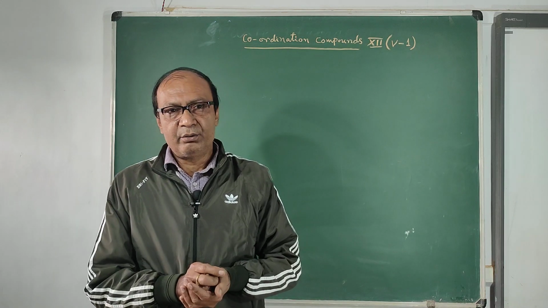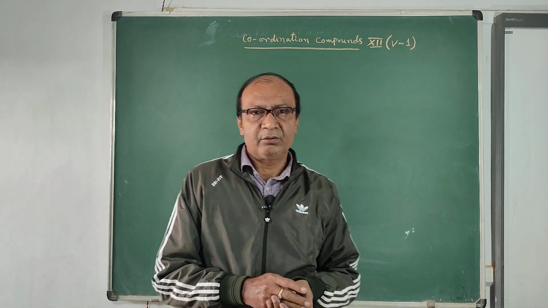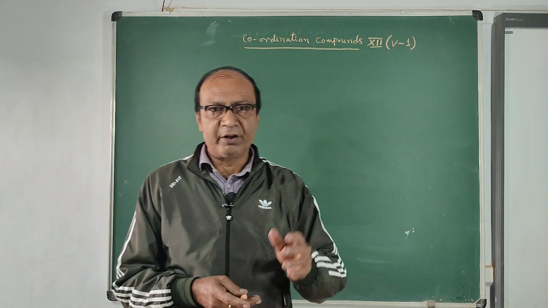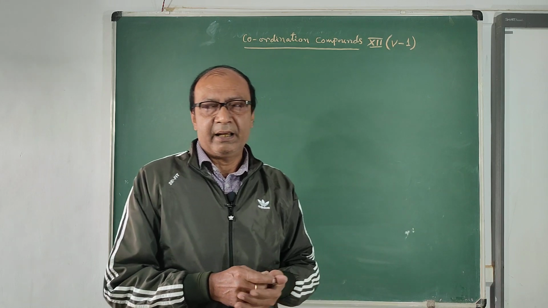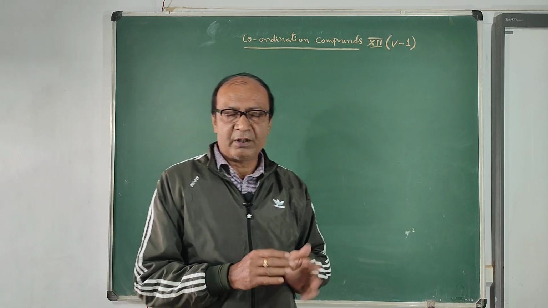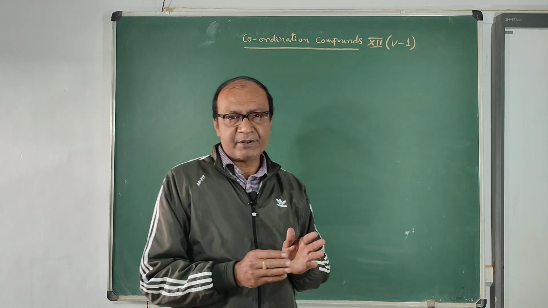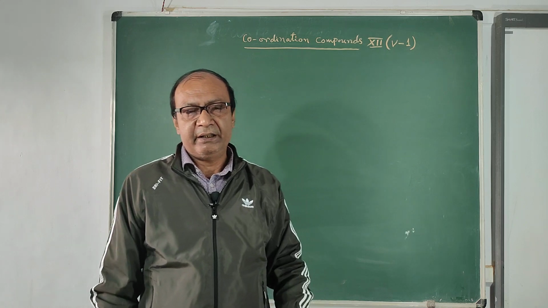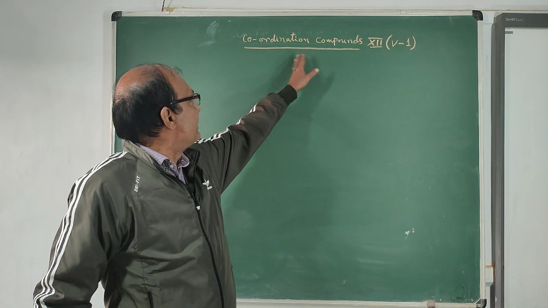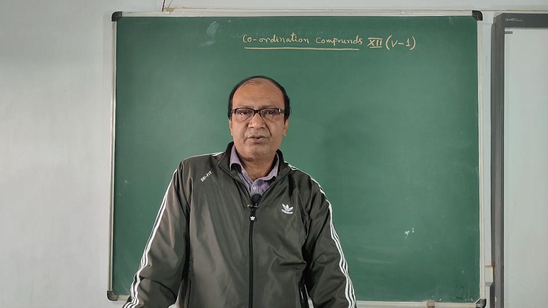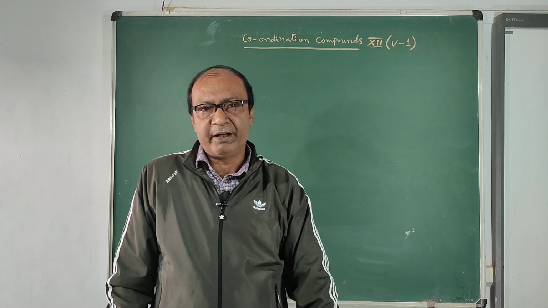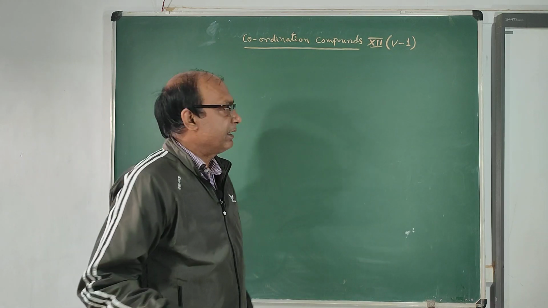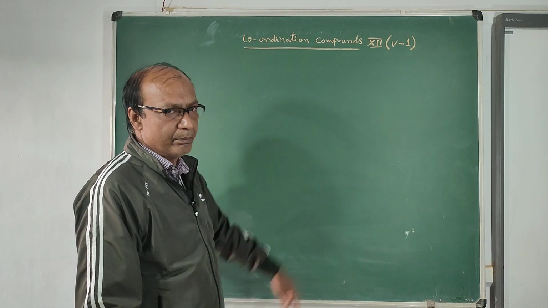Today I am going to start a new chapter, coordination compounds. As you know, this chapter belongs to inorganic chemistry, and it is a very important chapter in order to understand the inorganic compounds, especially coordinate compounds, complex compounds. Coordination compounds are compounds in which the metal atom is bonded with other species through coordinate bonding. Let us take an example of a coordination compound.